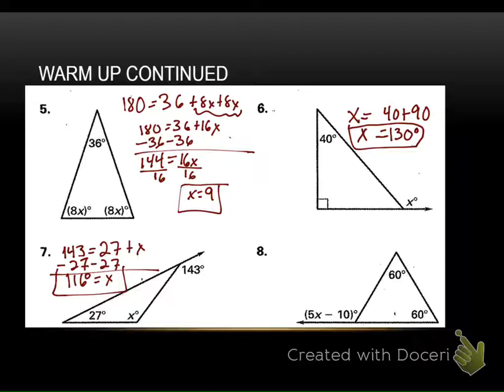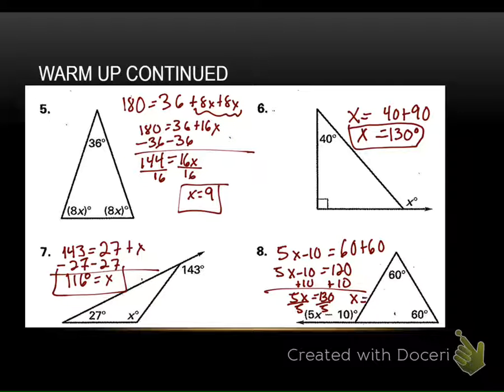And then last but not least, here we have our angle of 5x minus 10. And we know it's going to be the two non-adjacent other angles inside the triangle. So it's going to be 60 plus 60. What is 60 plus 60? 120. So we have 5x minus 10 equals 120. Combine my like terms. Add 10. So we have 5x equals 130. And x equals 26. So x equals 26.